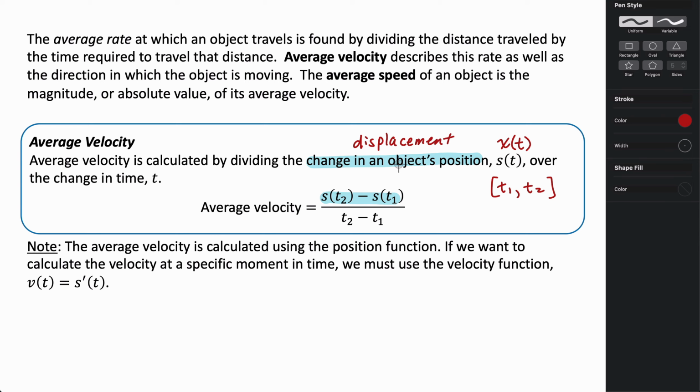So note that the average velocity is calculated using the position function. When we're talking about average velocity, the function that we're using is the position function. If we want to calculate the velocity at an exact specific moment, that would be an instantaneous velocity. In that situation, we use the velocity function, and the velocity function is defined to be the derivative of the position function.